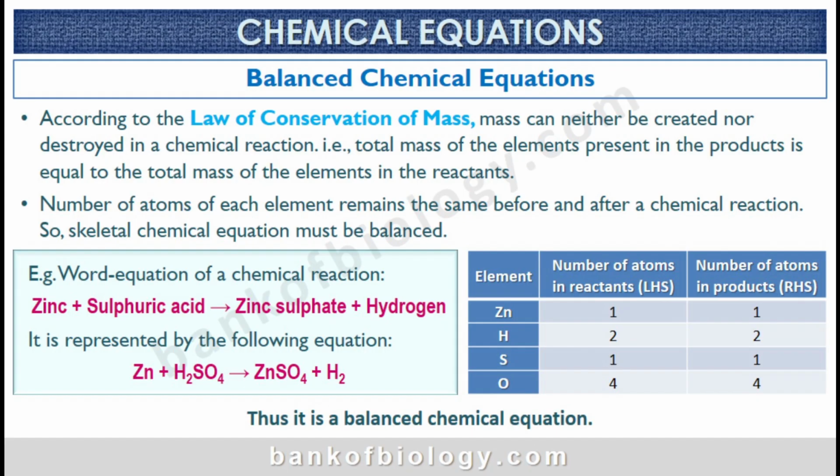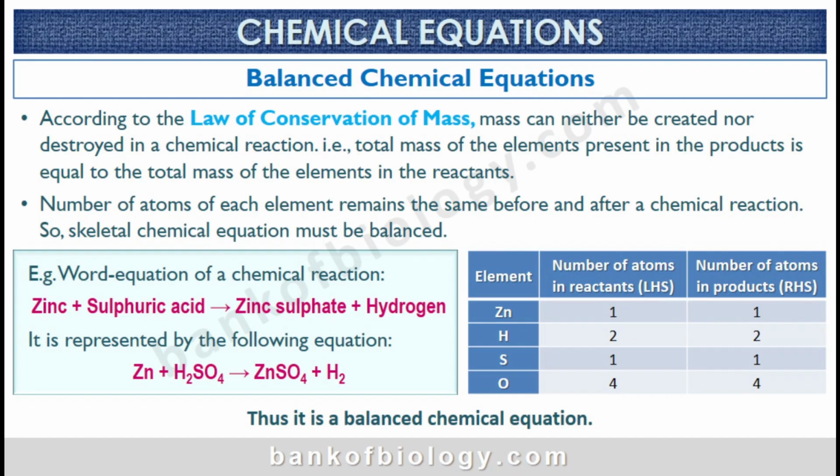According to the law of conservation of mass, mass can neither be created nor destroyed in a chemical reaction. That means the total mass of the elements present in the product must be equal to the total mass of the elements present on the reactant side. In other words, the number of atoms of each element remains the same before and after the chemical reaction. That's why the skeletal chemical equation must be balanced.